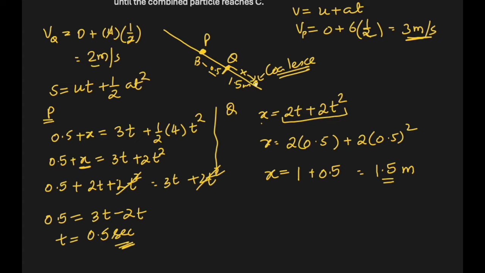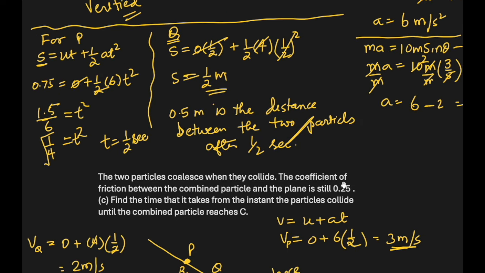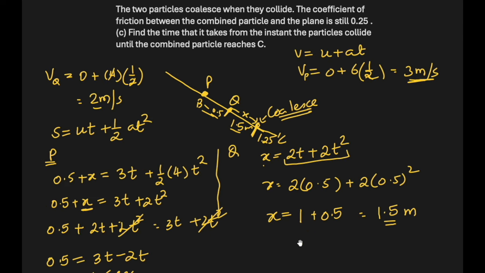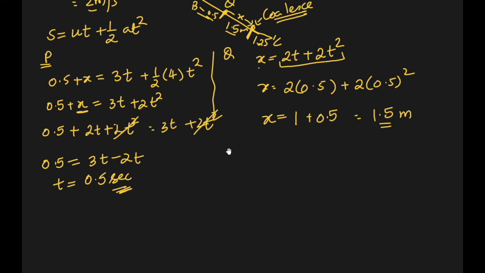Okay. Now we have to find how much time these two particles will take to reach C, which is further how much? It is 0.5, 1.5, 2 meters. So the remaining is 1.25 meters. Total was 3.25 meters, right? Yeah, total was 3.25 meters. 2 meters gone, 1.25 meters to cover.